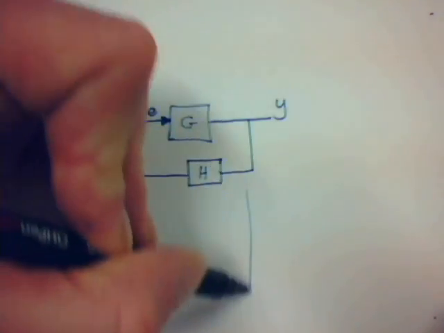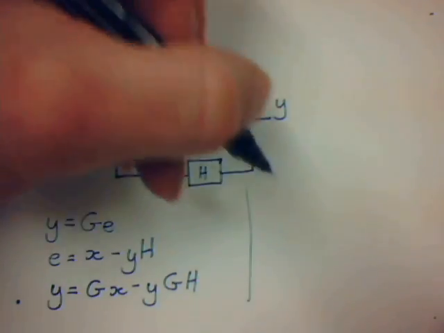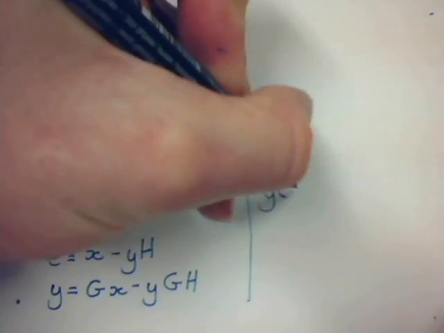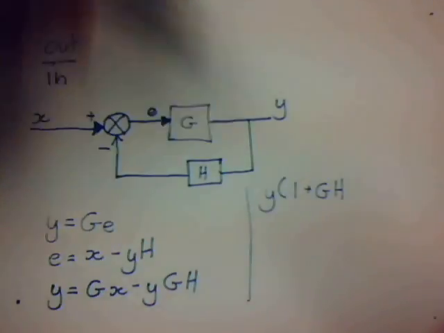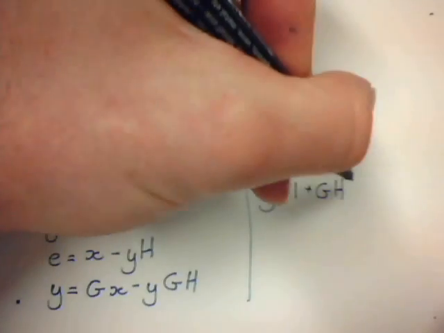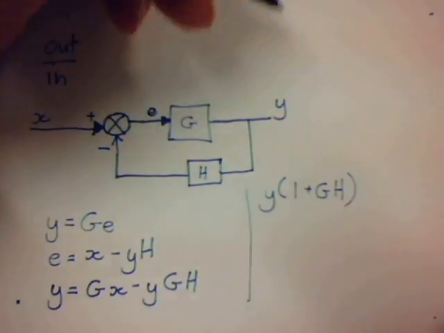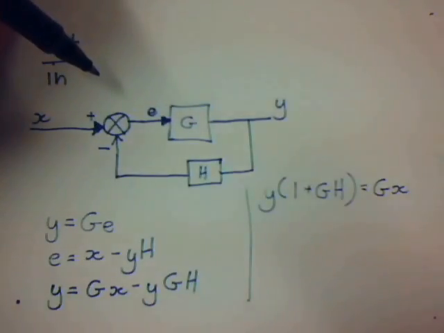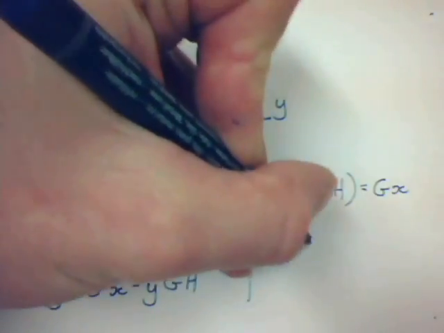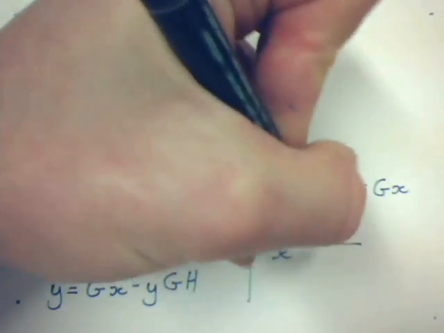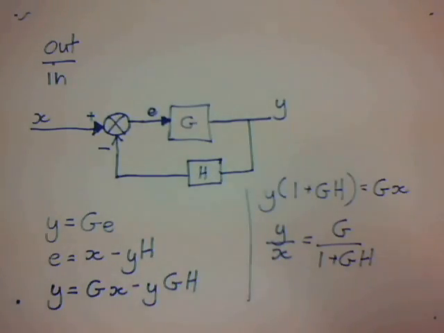So just continuing, we have y and then 1 plus gh. So I take the y onto the left hand side and take out the common factor, which is y, is equal to gx. And then I can simplify that by saying that y over x is equal to g over 1 plus gh. And that is our feedback equation. So now we're going to use it.